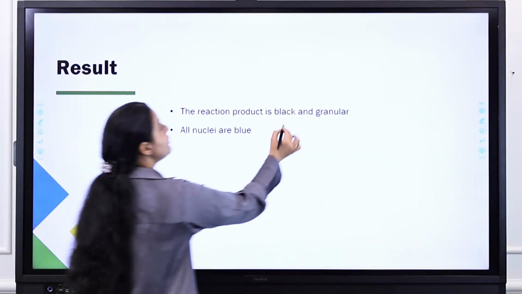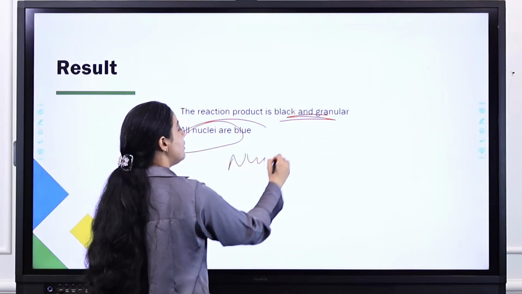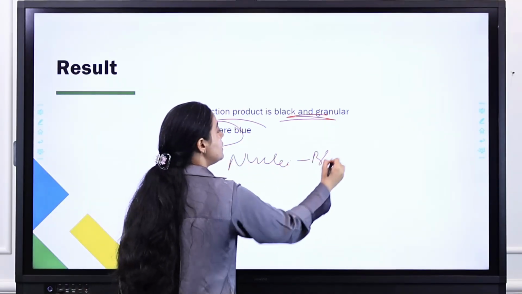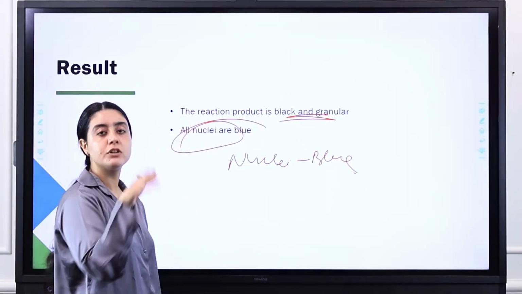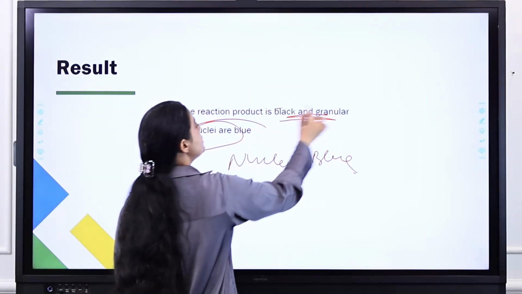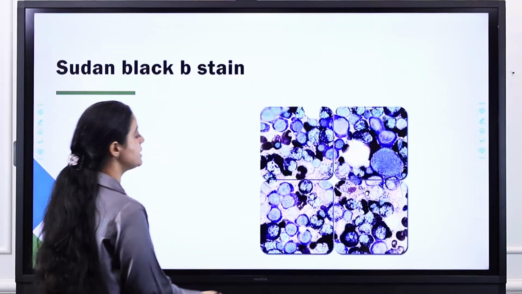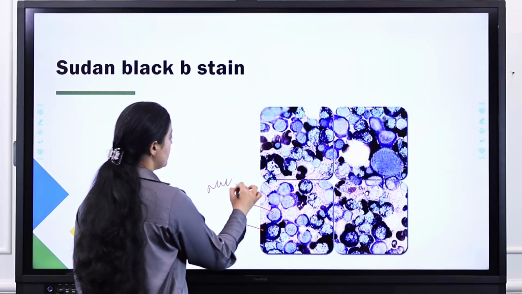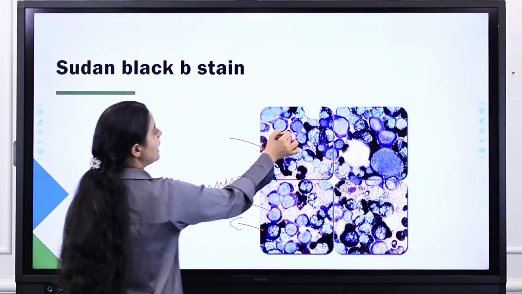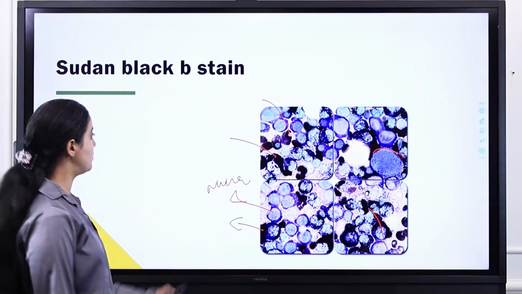The reaction product will be black and granular and all nuclei will be blue. All the nuclei will take the blue color, and all the fat globules and all the lipid content which you have studied will be shown as black and granular. Black and granular, nuclei will be blue. This black and granular area everywhere. So like this you can observe under the microscope.